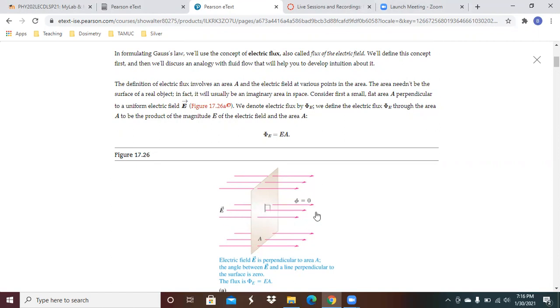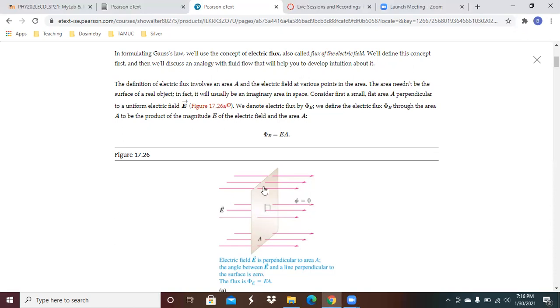The electric field is going to be going straight through this surface, which is completely perpendicular to the electric field. So the angle between the electric field and these lines is going to be 0.